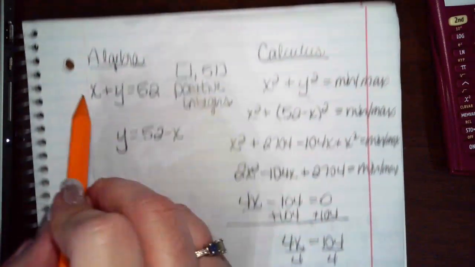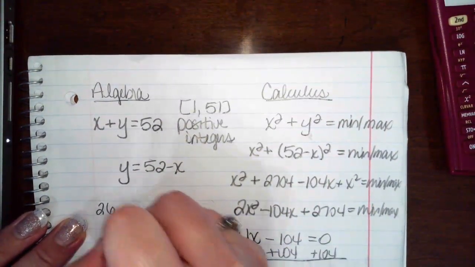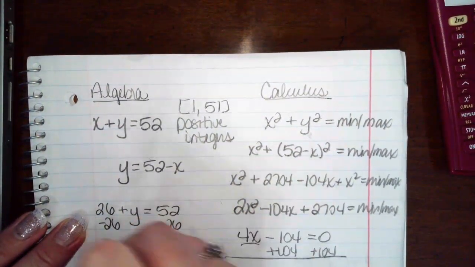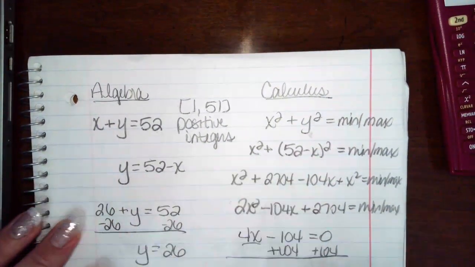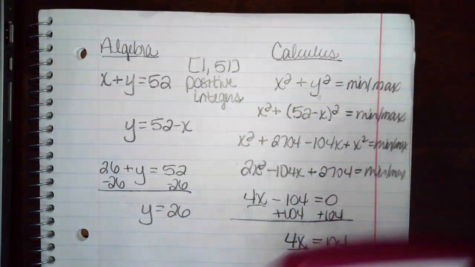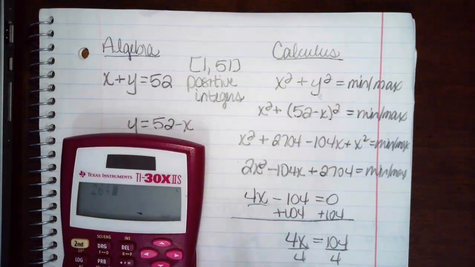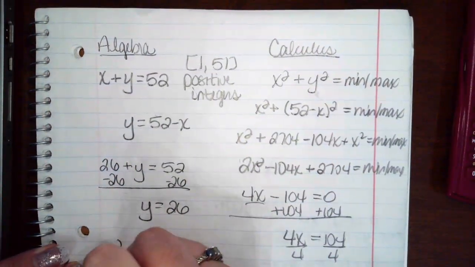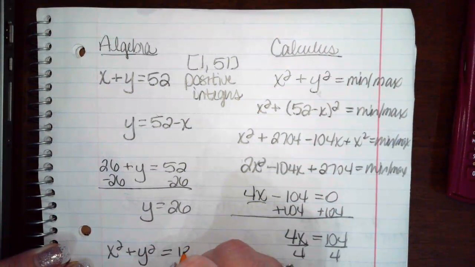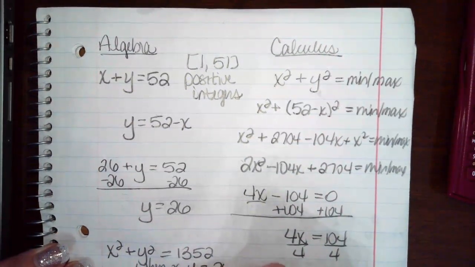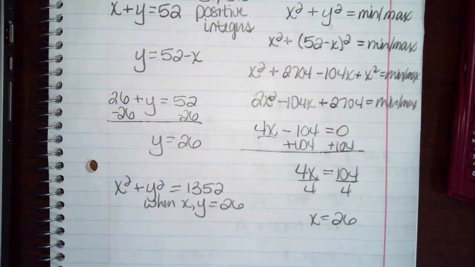So if x is 26, come back over to algebra. 26 plus y is 52. Subtract 26 from both sides, and we get y is 26 as well. So is that a max or a min for the sum of squares? So if I do 26 squared plus 26 squared, I get 1352. Okay, so when x and y are both 26, I get 1352.